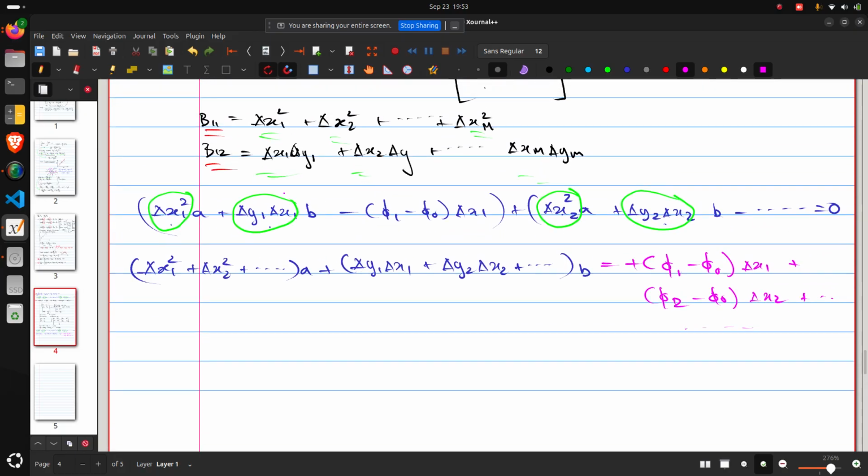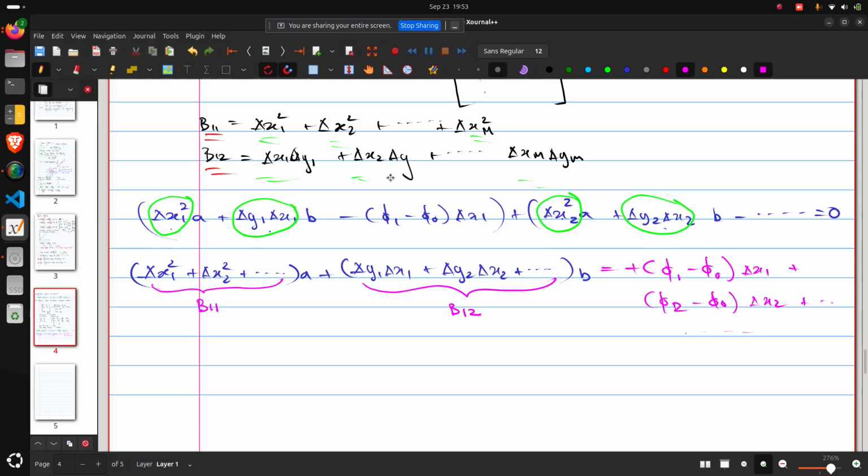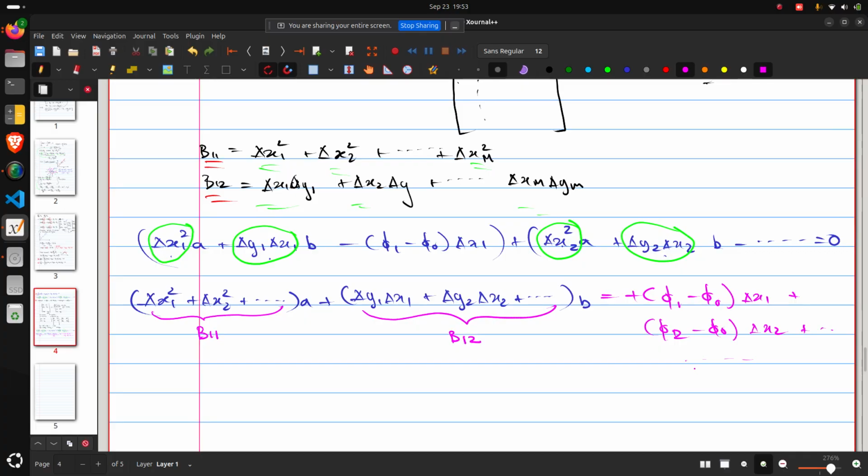So, what can we write it as? This is nothing but B11, right. And this is nothing but B12, right. And let us look at this part also.